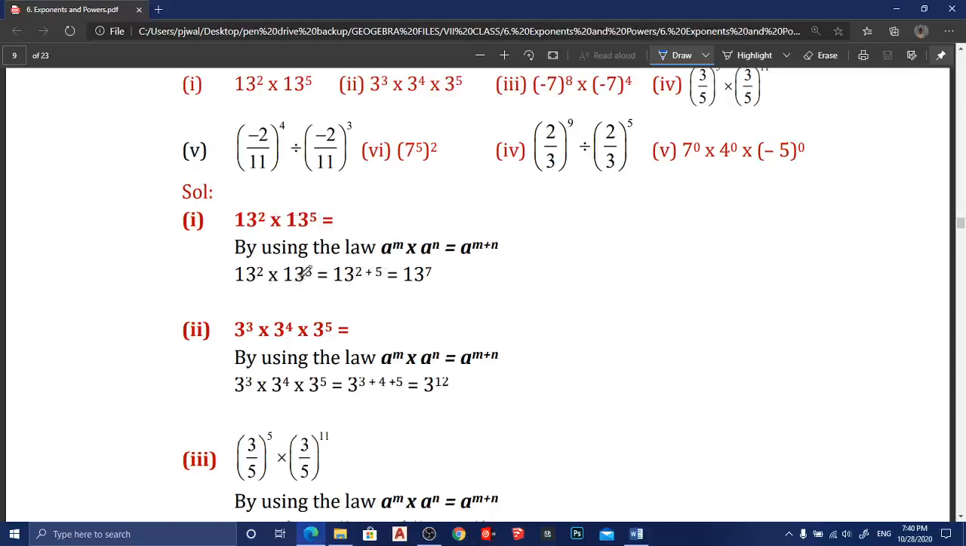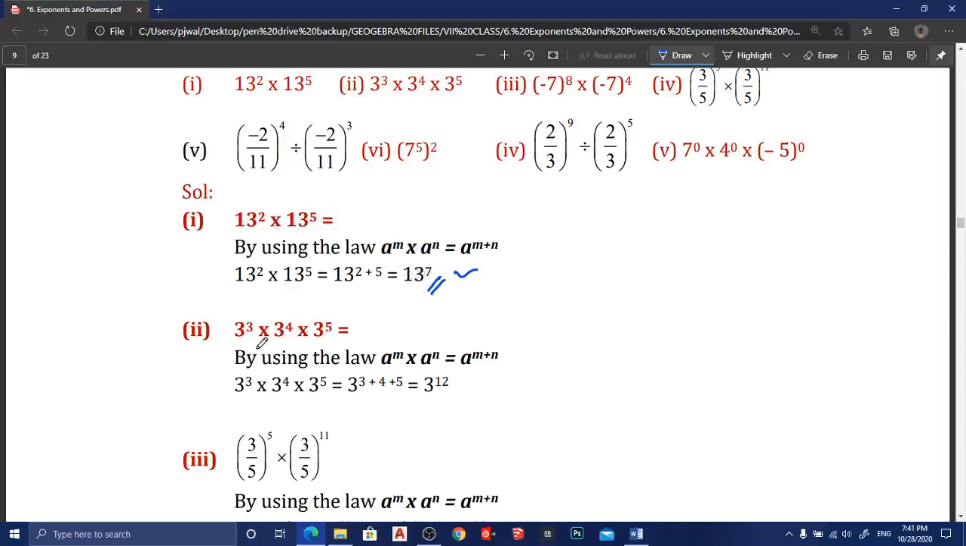13 square into 13 to the power of 5, how can I write this? 13 to the power of 2 plus 5, which is m plus n. 2 plus 5 means 7. So 13 to the power of 7 is the answer. So up to here only you can stop. If in your problem it is given that evaluate the given expression, then you have to find the value of this one also. Okay, it is not evaluation, just simplification only. That's why you can stop up to here. By using this formula, you have to simplify the given expression into the simple form.